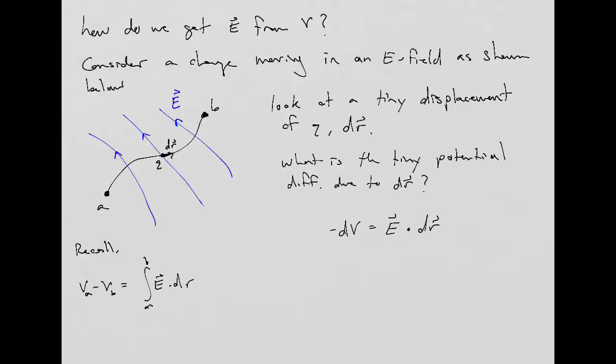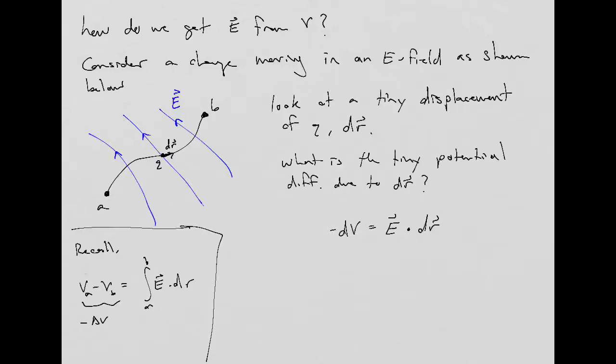Okay. Now, be careful here because I've included a minus sign, because remember this term in this equation was minus delta V. So we're looking at that change in V, but it's a tiny little one. So we have minus dV is equal to E dot dr. Now, if you wanted to integrate this equation, that would give you the exact equation that we already had. This isn't going to help us. So we have to look at this a little bit differently.